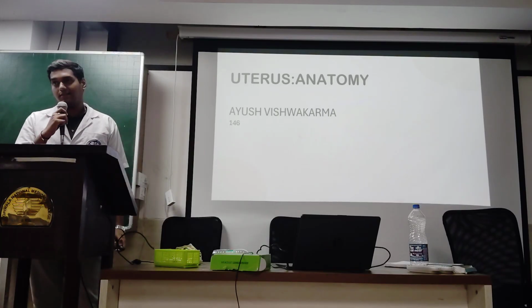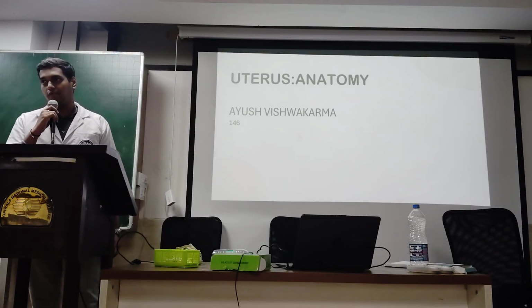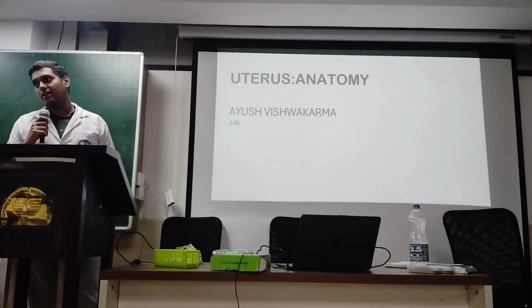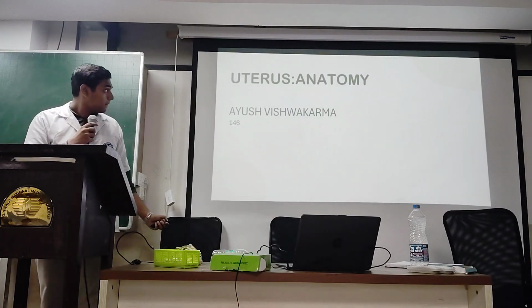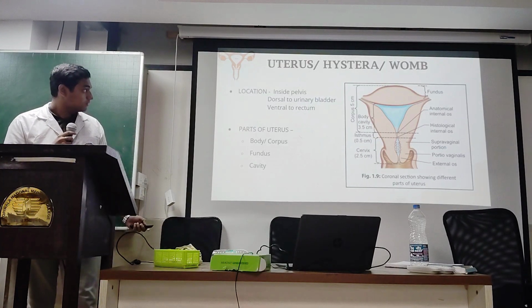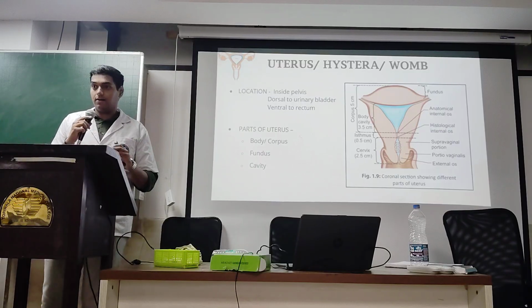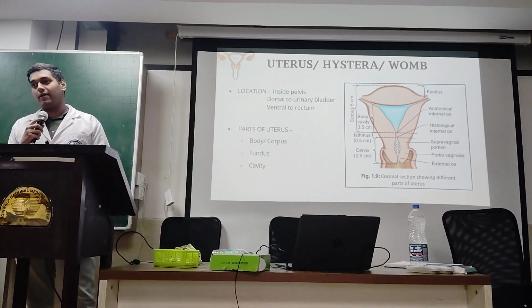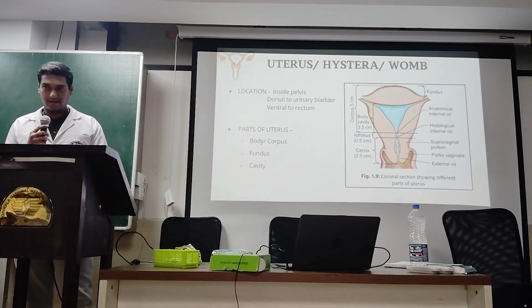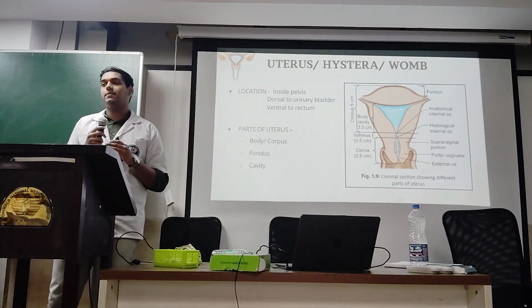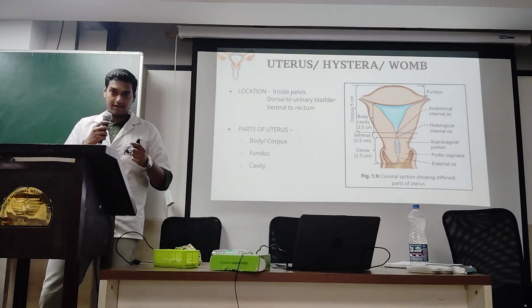Good morning everyone, myself Ayush Vishwakarma, roll number 146, and today I will be discussing the location, layers and function of the uterus. So, the location: the uterus is located inside the pelvic cavity. It is located dorsal to the urinary bladder and ventral to the rectum. That is, it is situated in between the urinary bladder and the rectum.